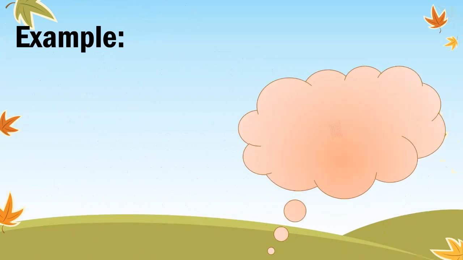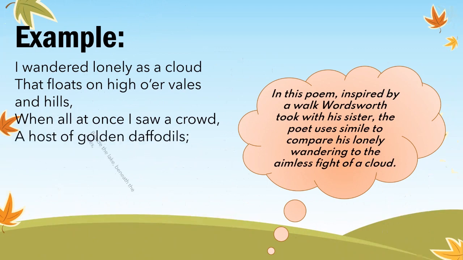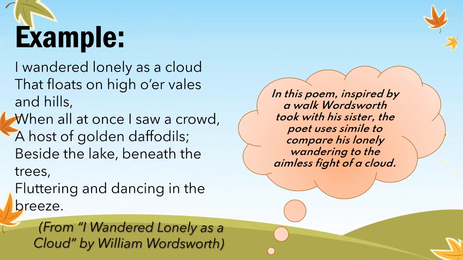Let's have an example by William Wordsworth, I Wandered Lonely as a Cloud. Now in this poem, William Wordsworth wrote this poem as an inspiration by his walk with his sister. So the poet compares his lonely walking or his lonely wandering to the aimless flight of a cloud. So that's visual imagery. If you read the stanza, you're able to visualize what the speaker sees.